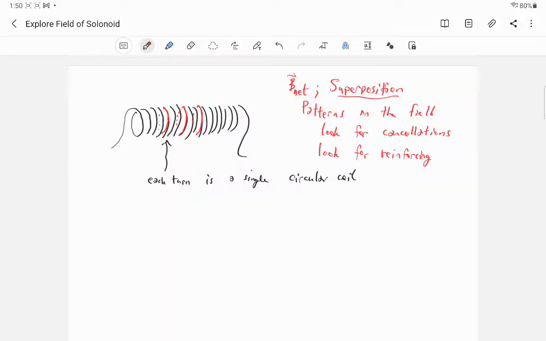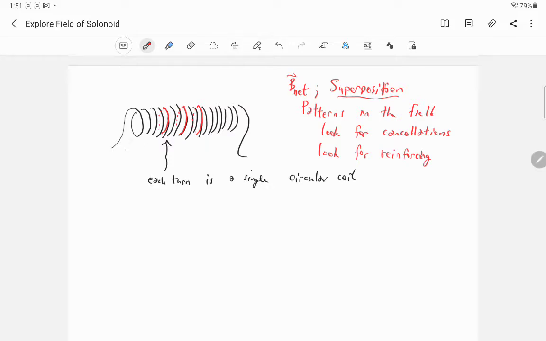In this lecture video, you can see the title in the upper left-hand corner, what I want to do is explore the field of a solenoid to just get a feel for the field. How does it build up? So here's how I'm going to approach this exploration.